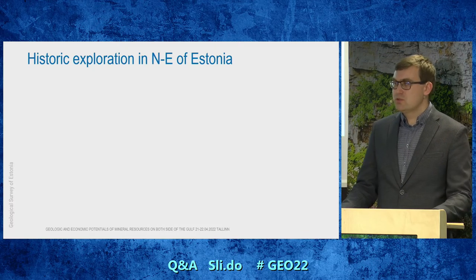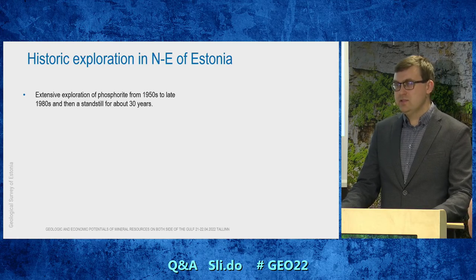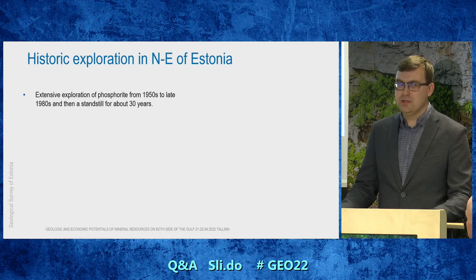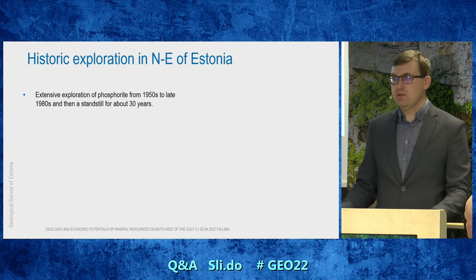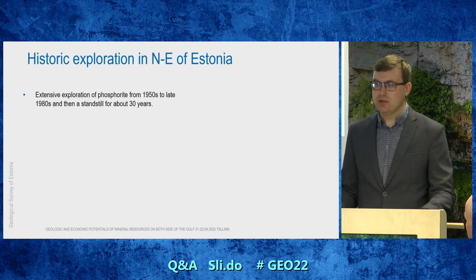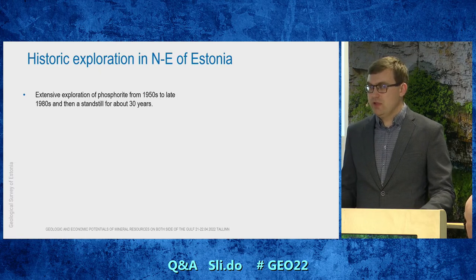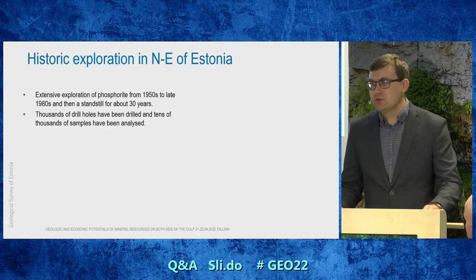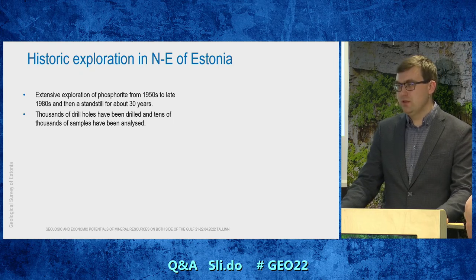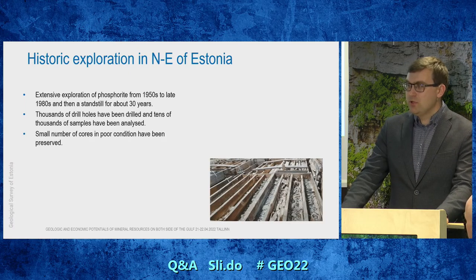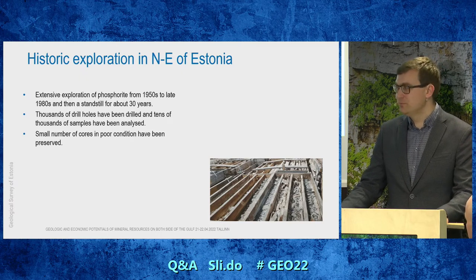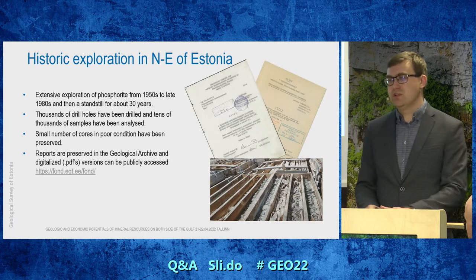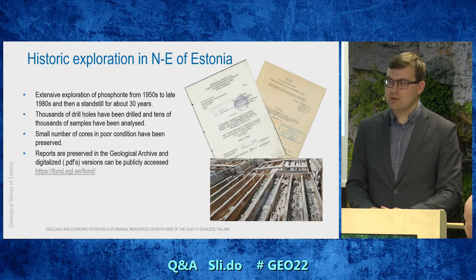So now a few words about the historic exploration. The extensive exploration of phosphorite in northeast Estonia started in the 1950s and lasted until the late 1980s. And during this period, a lot of work was done, but after that, there has been about 30 years of standstill regarding systematic exploration until the establishment of the Geological Survey. During that time, thousands of drill holes were drilled and tens of thousands of samples were analyzed. But unfortunately, only a small number of cores have been preserved, and even these preserved cores are in really, really poor condition. But all these results have been documented in thick reports that are stored in the Geological Archive.